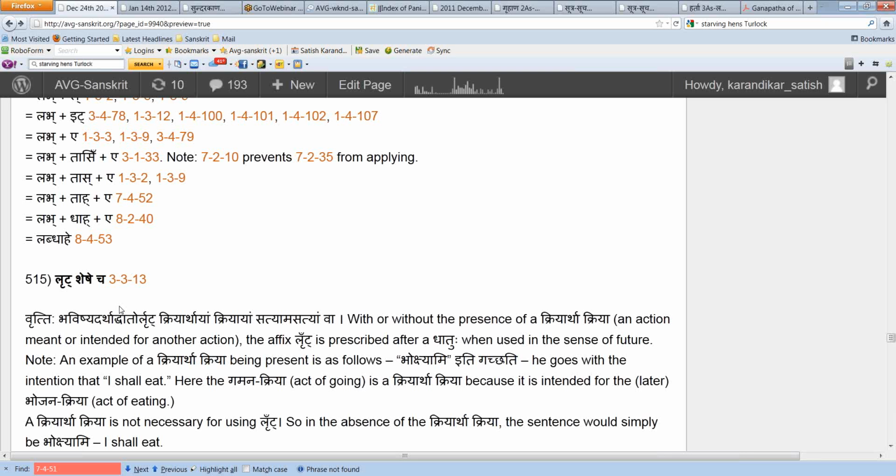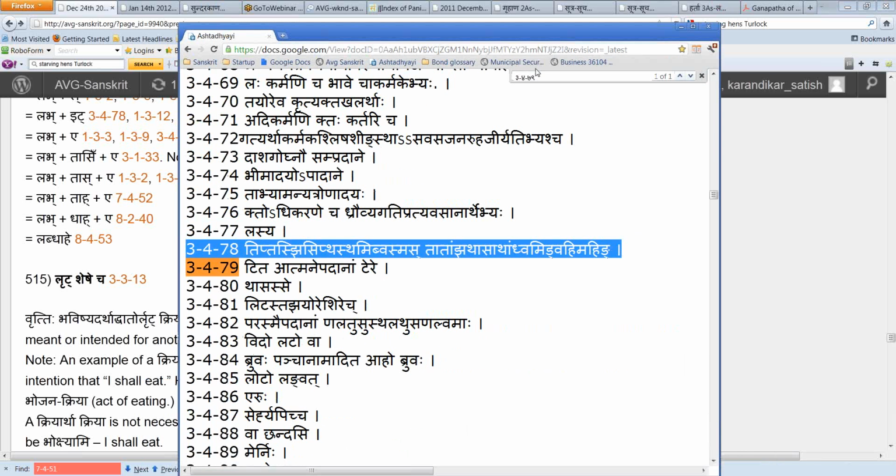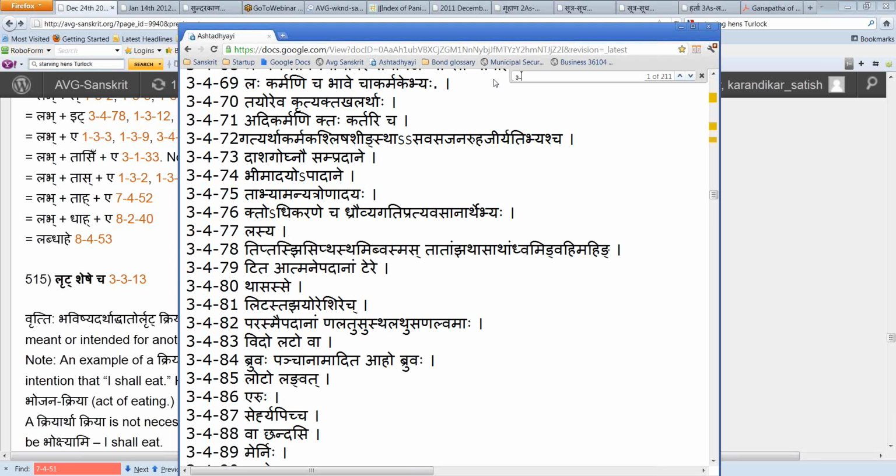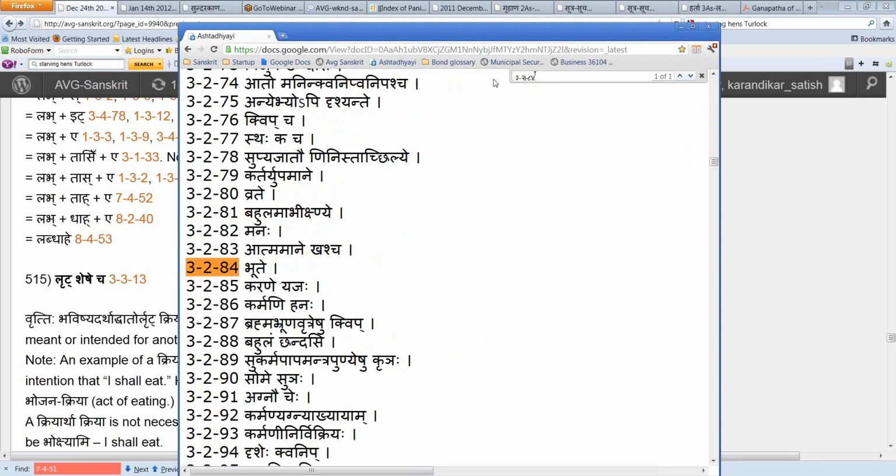But rut sheshecha, just look at the number 3313. Now, I said to you that always keep an ashtadhyayi adhikara in mind, and 3284 starts bhute. Bhute is kalanukramena, in the order of time: past, present, future. So bhute starts from 3 to 84.